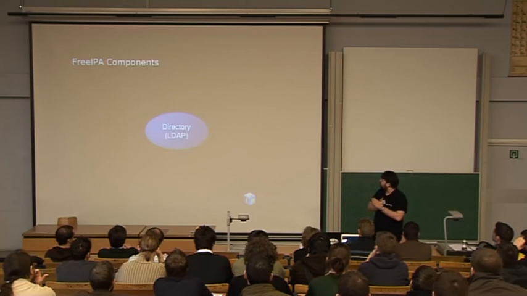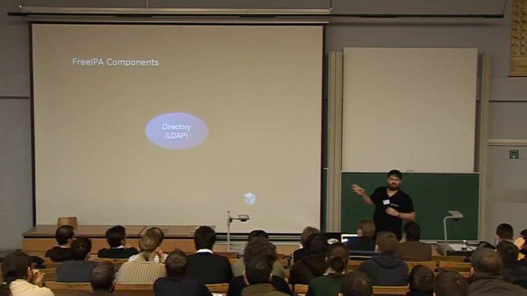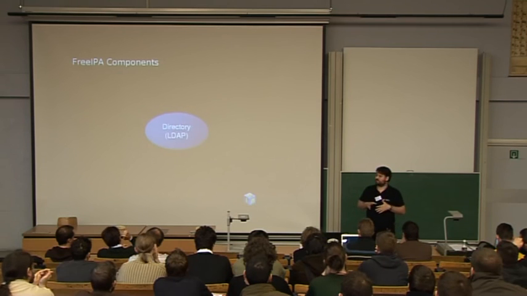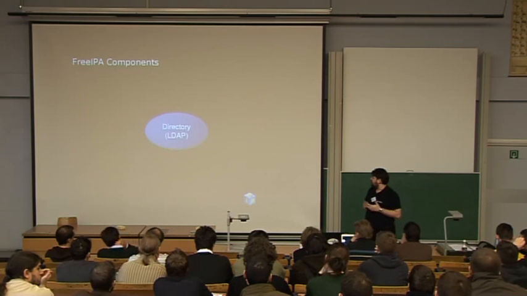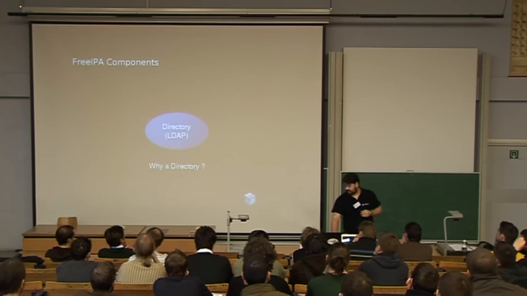So let's see what are the FreeIPA components that we decided to use to try to solve these problems. So the first one is the directory, and by directory I mean LDAP. There are other directories like NIS and NIS Plus that I've been using in the past, but we found that they were not actually able to do what we needed to do. So why a directory?